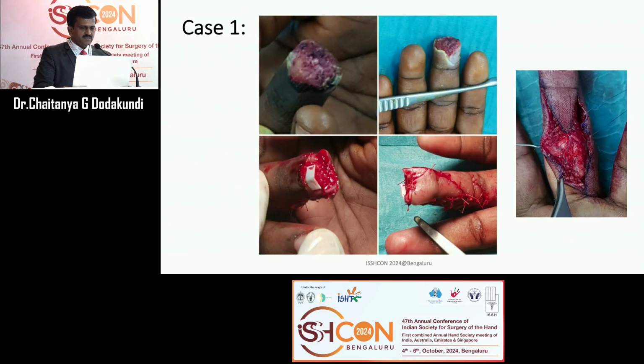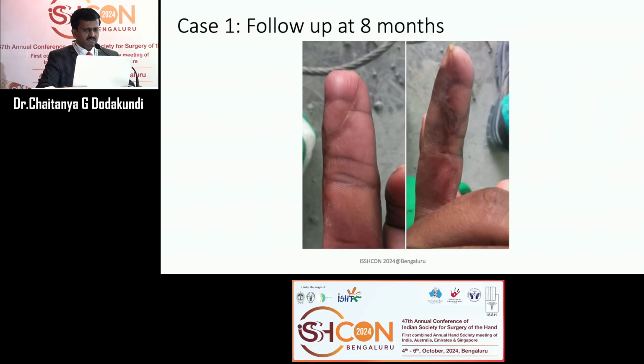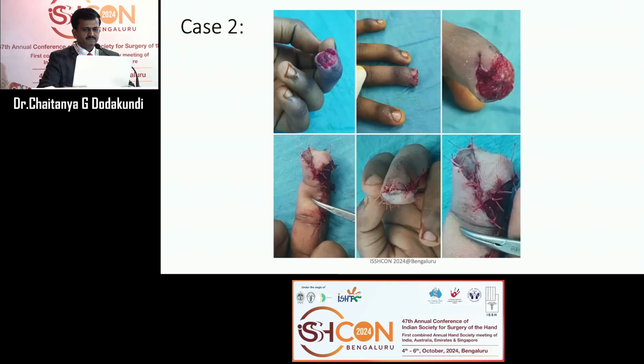Some illustrations. This was one fingertip which was transverse. If you look at the picture on the right, it's important that you include a volar vein. This is the follow-up at 8 months, wherein there is no contracture at the PIP or DIP joint, a very well settled flap, and a nail which is almost normal.